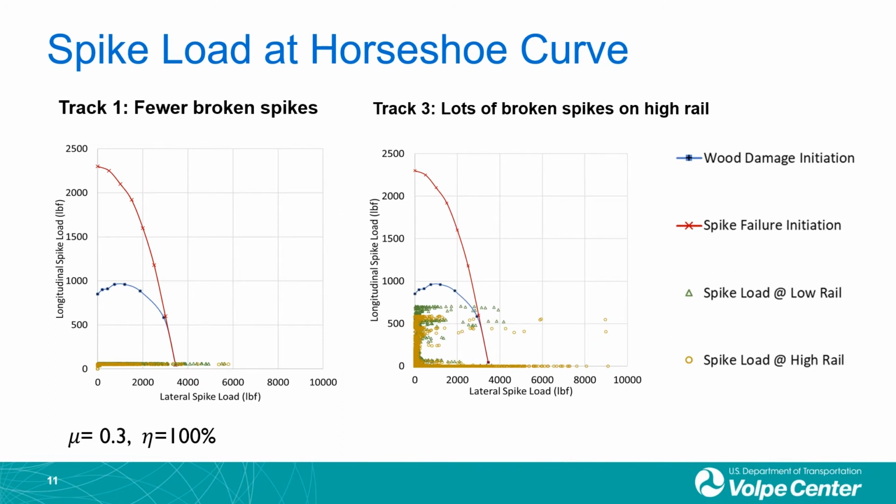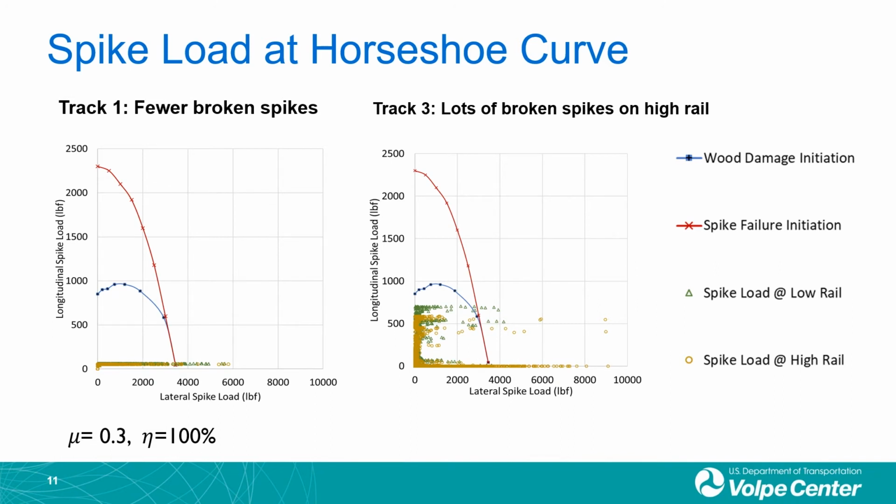Once we convert the plate load to spike load, we plot the loads with the x-axis of lateral spike load and the y-axis of longitudinal spike load. You'll get a series of data points shown in this slide. We overlay these data points with the failure initiation curve we developed using our single spike FE model. We are able to evaluate the effective loading environment at the horseshoe curve. Here, we assume 100% of plate load goes into one spike, and the coefficient of friction between the plate and tie is 0.3. Again, compared with the spike initiation curve shown in red, all the data points inside the red curve are the loads that are not going to initiate spike failure. All the data points outside the red curve are the critical loads that cause spike failure initiation.